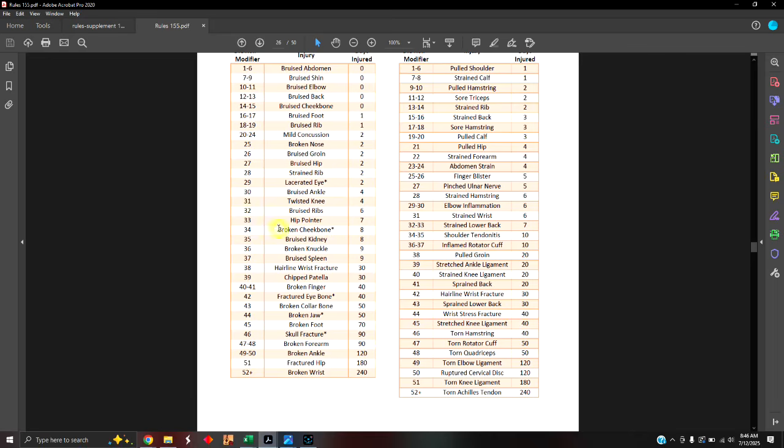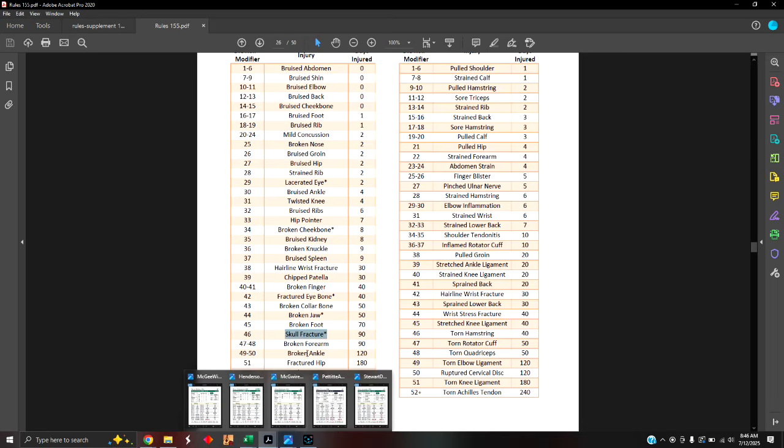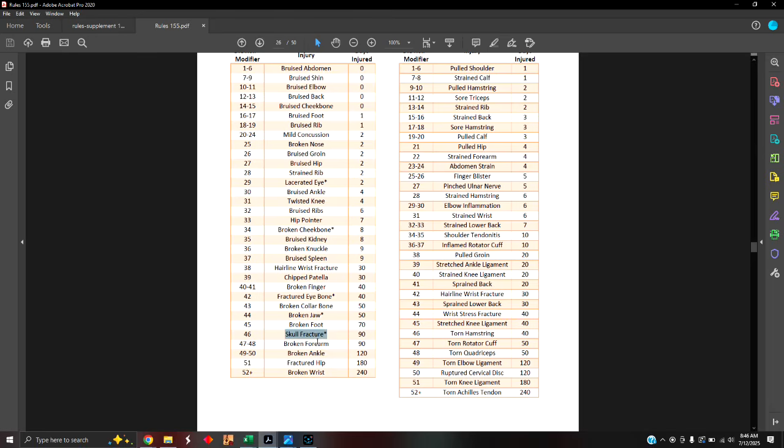We have broken cheekbone. We have fractured eye bone. We have skull fracture. So skull fracture, let's say, that's a very serious injury, 90 days. But in days of batting helmets, that would become a mild concussion instead of a skull fracture. Same with fractured eye bone.